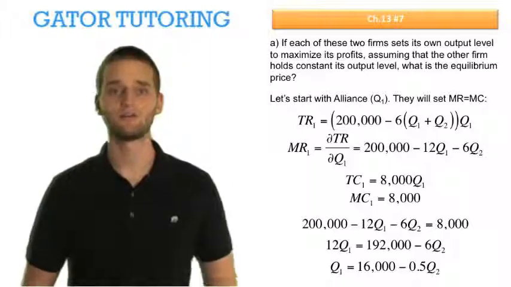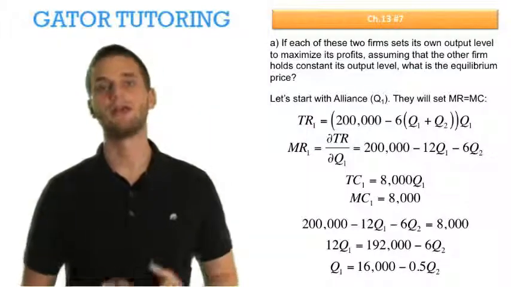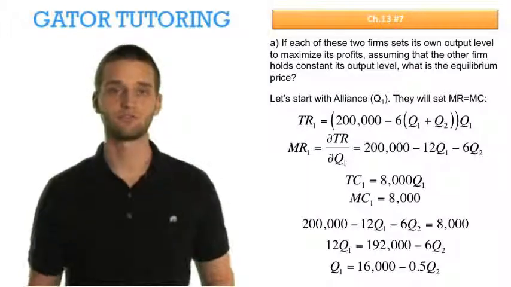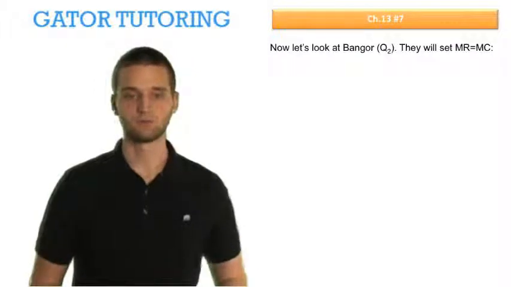So we can't solve this yet. We only have one equation and two unknowns. We have to do the same thing for the other corporation, and we'll be able to solve these two systems simultaneously. So now let's look at Bangor Corporation, which is Q2.